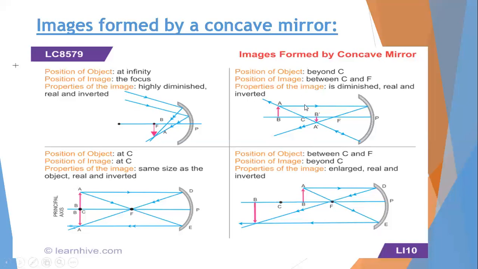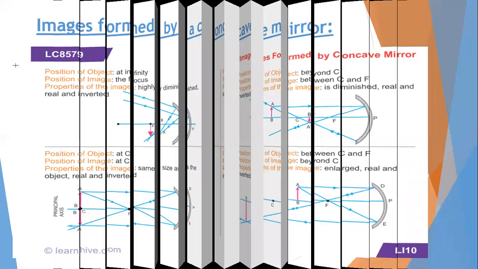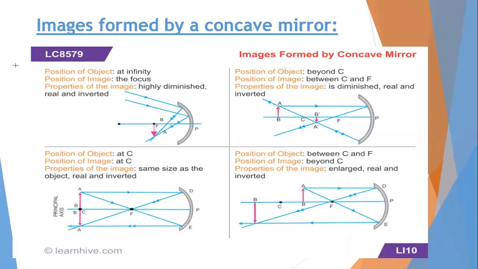In the second diagram, the position of the object is beyond the center of curvature. Beyond the center of curvature means before C. When the ray which is parallel to the principal axis strikes the mirror, after reflection it passes through the focus.